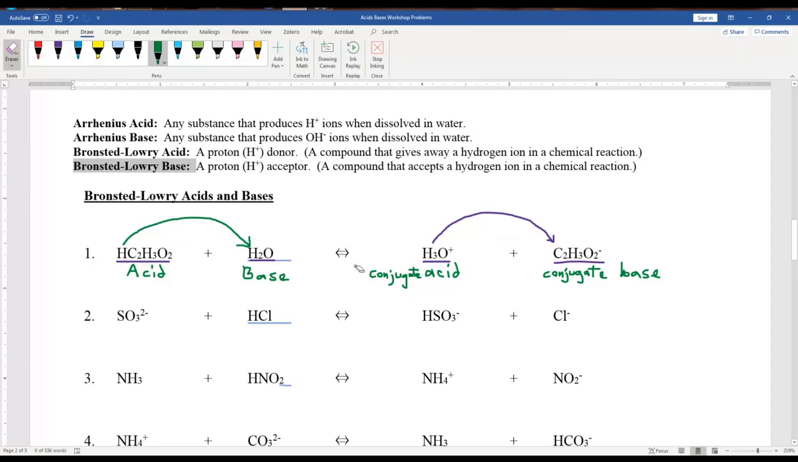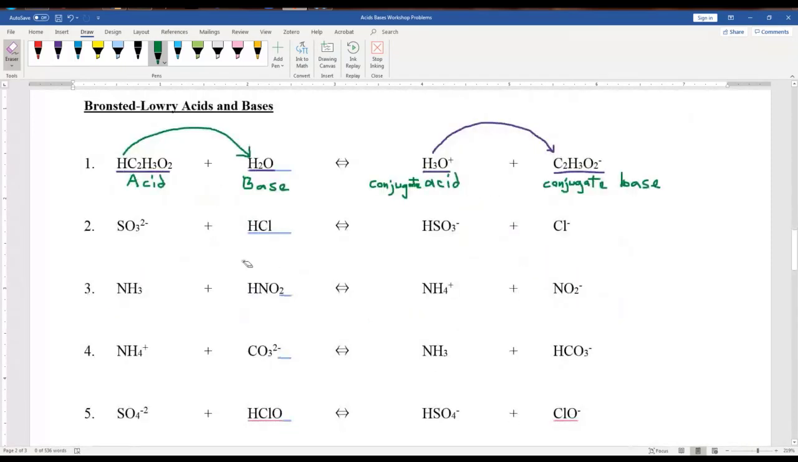So let's go ahead and do another one. Let's do the next one. I'm looking at these guys down here. SO3, HCl. Which one of those is your acid? Which one is donating a hydrogen? The HCl is donating a hydrogen to the SO3. Exactly. HCl is donating a hydrogen, so that means your HCl is your what? The acid. This is your acid. And that means the SO3 2 minus is your what? The base.